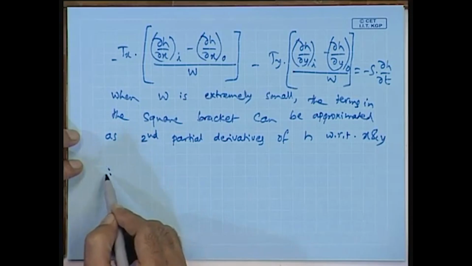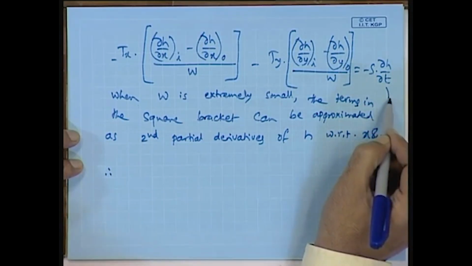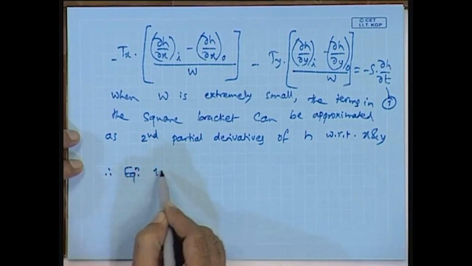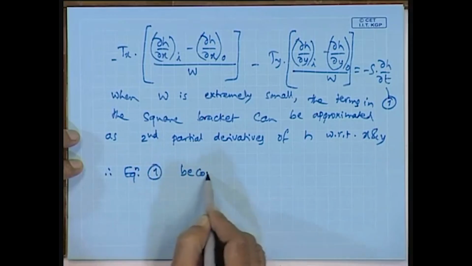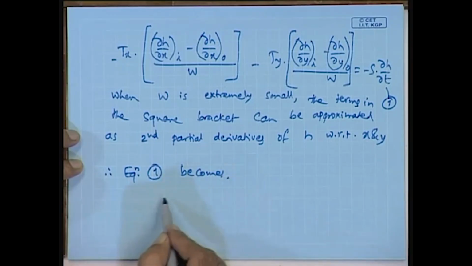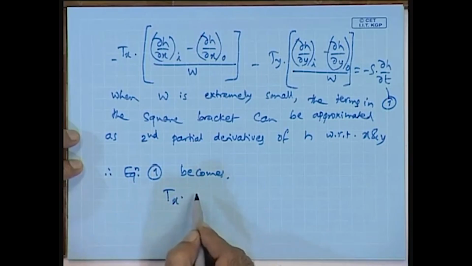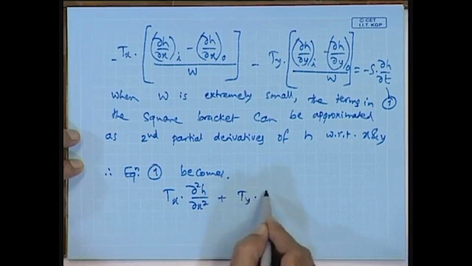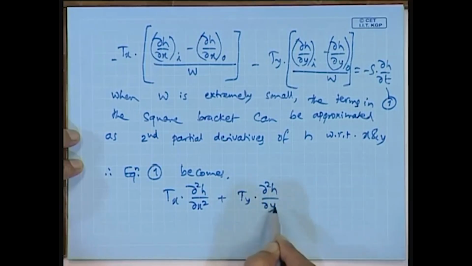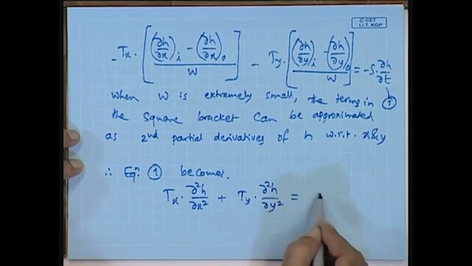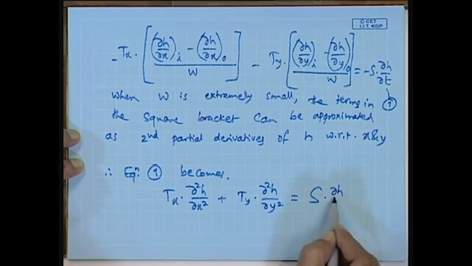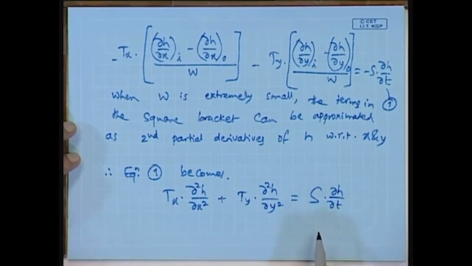So, therefore, suppose we call this equation 1. So, this equation 1 becomes Tx into d square h by dx square plus Ty into d square h by dy square. This is equal to the storativity S into dH by dt. Okay.